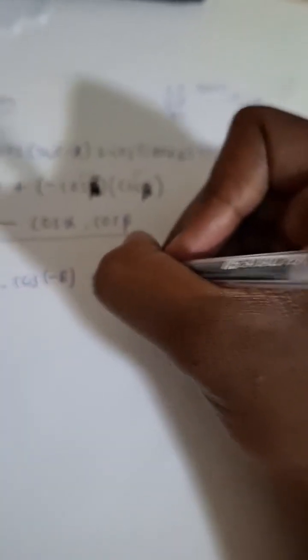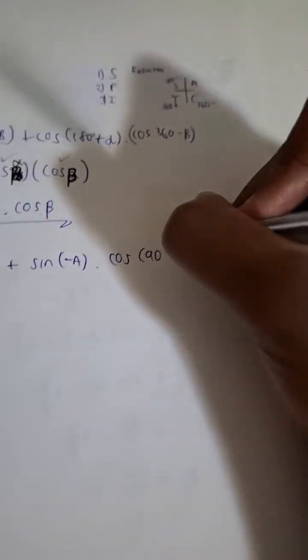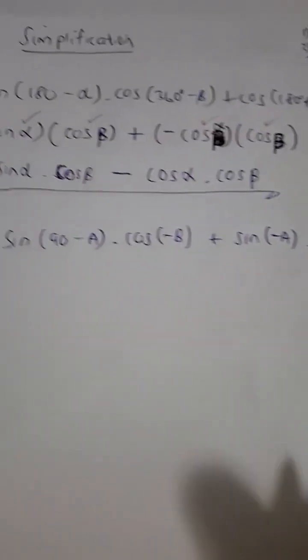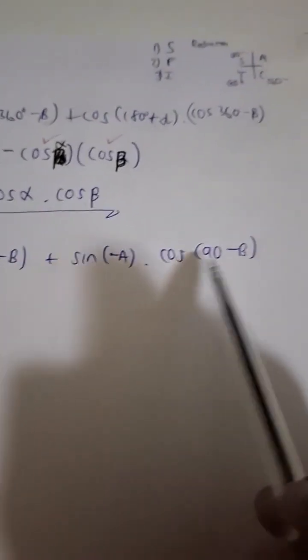Okay, so let's do another one. Sine of 90 minus a into cos of negative b plus sine of negative a times cos of 90 minus b. This is grade 12, guys, grade 12. Okay, let's look at this one. So sine of 90 minus a times cos of negative b plus sine of negative a times cos of 90 minus b.